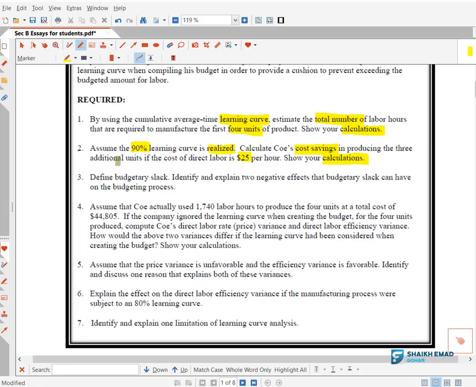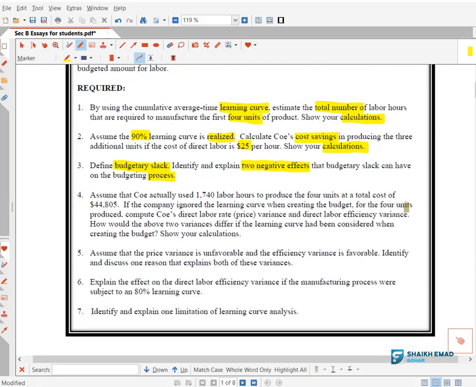Okay, what is question number 3? They say define budgetary slack. Remember in your learning outcome statement I was telling you about this, the budgetary slack. What are the 2 negative effects which it can have on the budgeting process because of the slack? This is a pure theoretical question, no calculation is required.